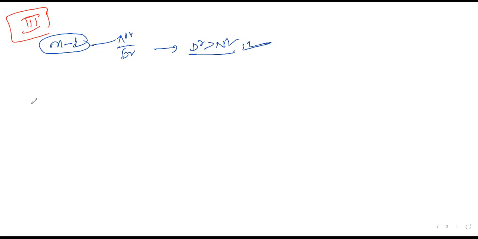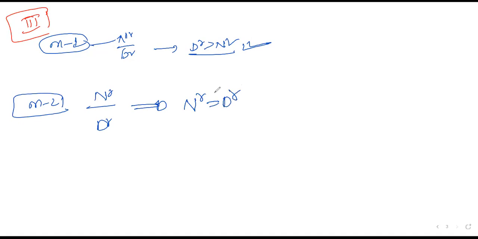Now this method 2 is important. The method 2 is numerator by denominator. What is the method 2? Denominator is equal to numerator, or numerator is equal to denominator, whatever it is. This is the case we are going to look into right now. The case is very simple here.